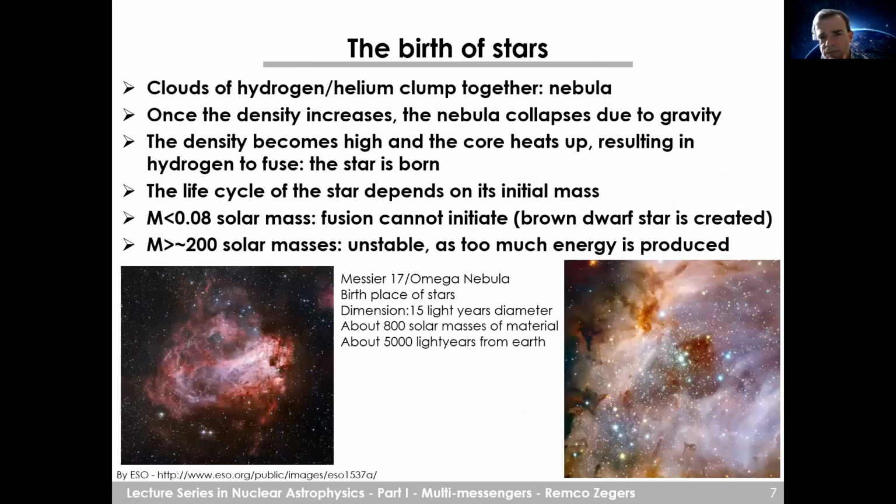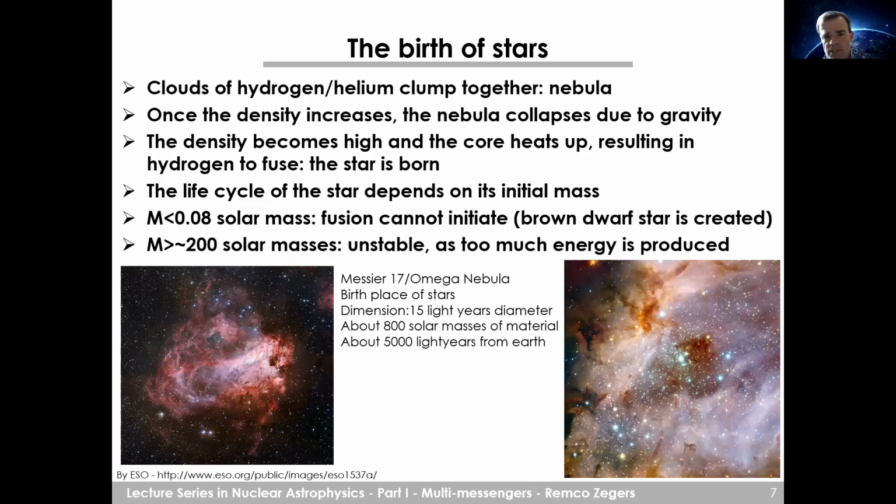So what about the birth of stars? How does that happen? Once you have clouds of hydrogen and helium, they can clump together in a nebula. And once the density increases, the nebula can collapse due to gravity. The density becomes high, and then the core can heat up, resulting in hydrogen fusing. So this is when the star is basically born.